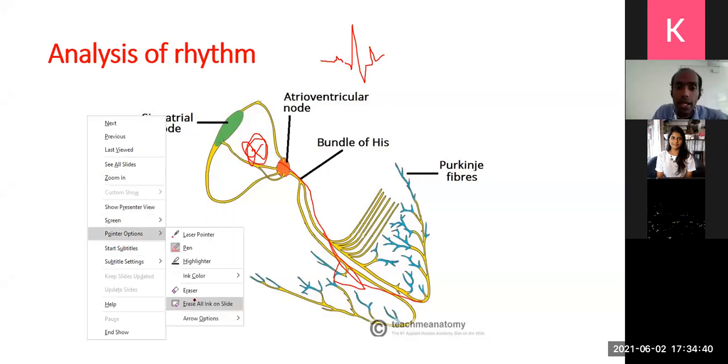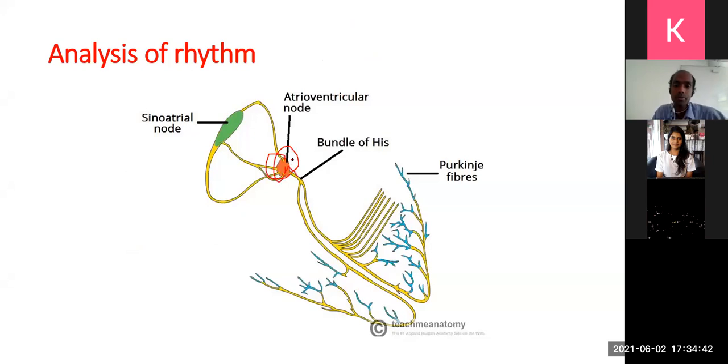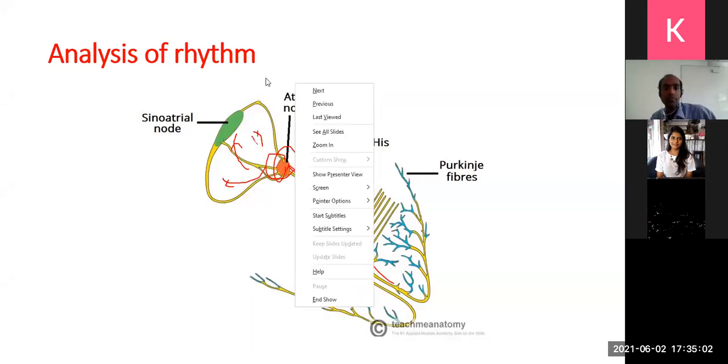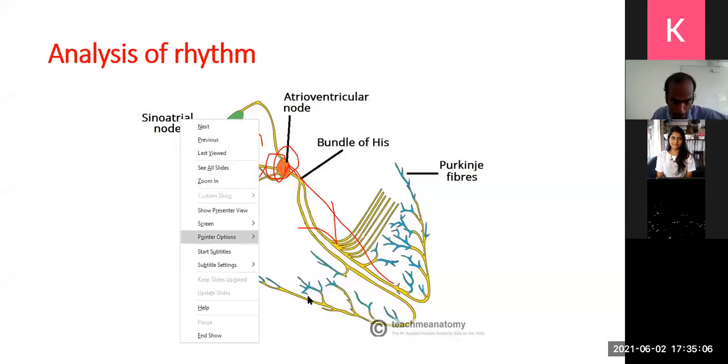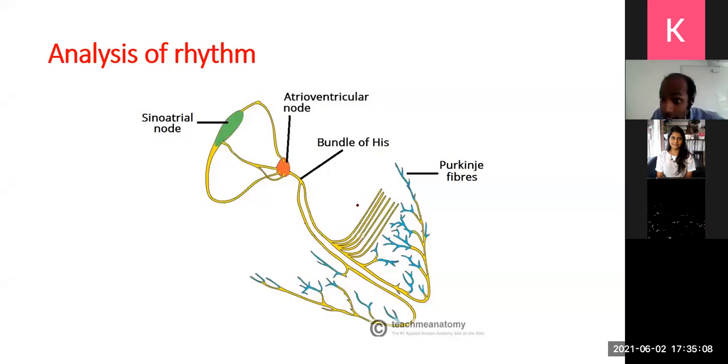If it starts here, QRS and T are normal because it goes in the normal way. The P wave is absent. You can't see it. If at all, you might say a very tiny retrograde P wave. Okay. Then finally, what if the current starts here?